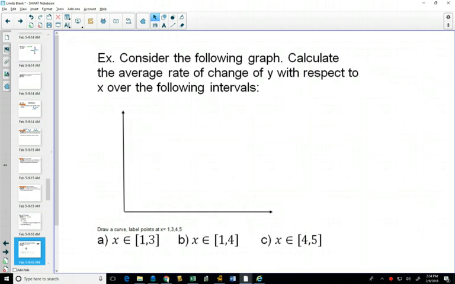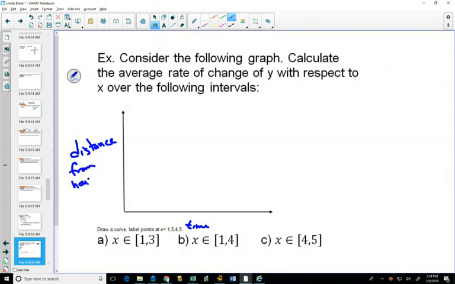So let's consider the following graph here. We're going to make up some values. We're going to put time down here and distance here. Distance from something. Let's say this is distance from your house. So you're starting at your house.